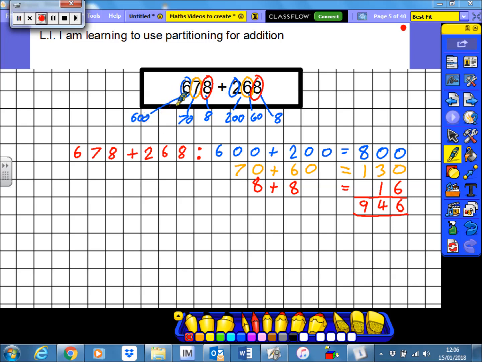So to do this, all we had to do was to split up our numbers into its constituent parts, into its hundreds, its tens, and its units, and then add like with like. So I added the hundreds to the hundreds, I added the tens to the tens, and I added the units to the units. Then when I combined my answer here, I arrived at the final answer.